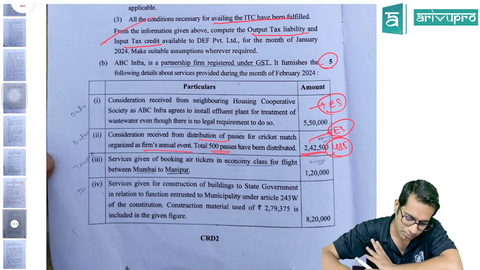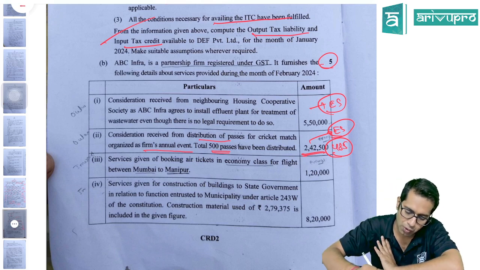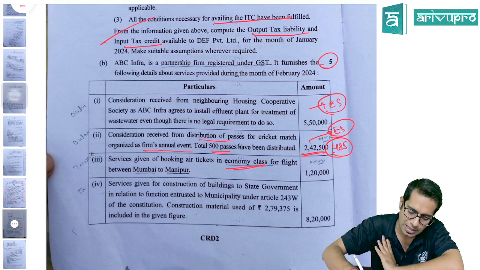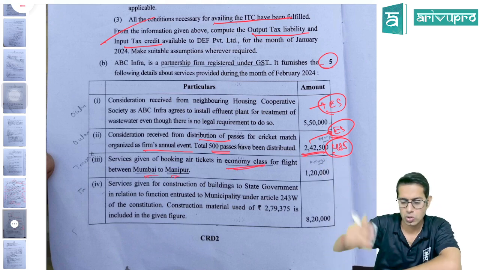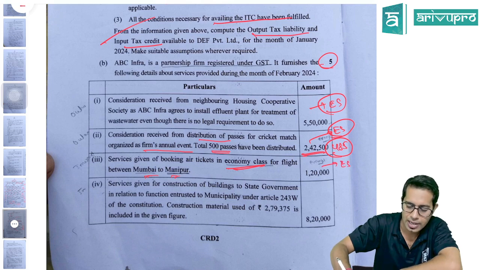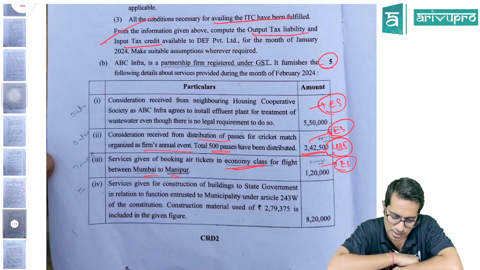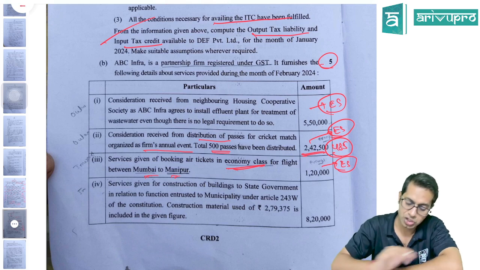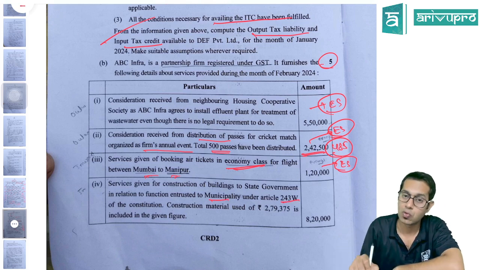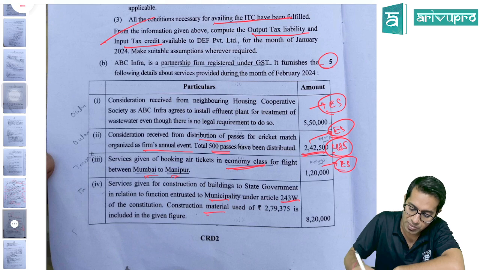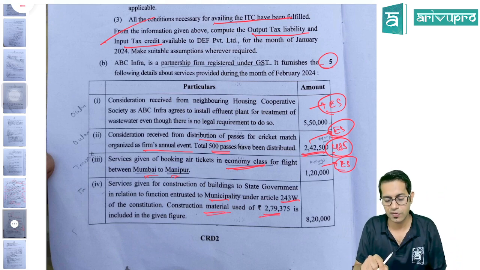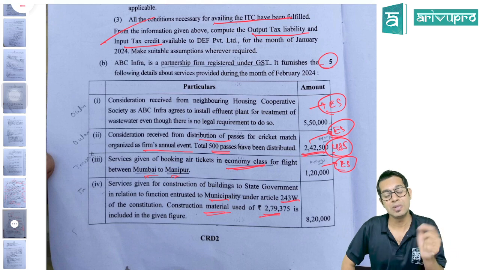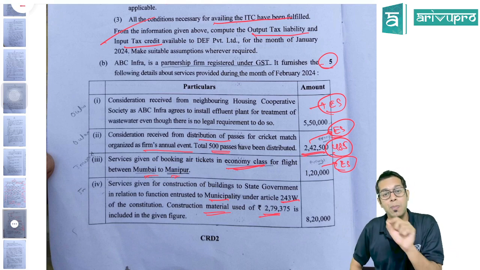Services given for booking air ticket in economy class from Mumbai to Manipur. Since the aeroplane is going to Manipur, this service also will be an exempt supply. Services given for construction of building to the state government in relation to a function entrusted to a municipality under Article 243W. The cost of material is how much, sir? 2,79,375.